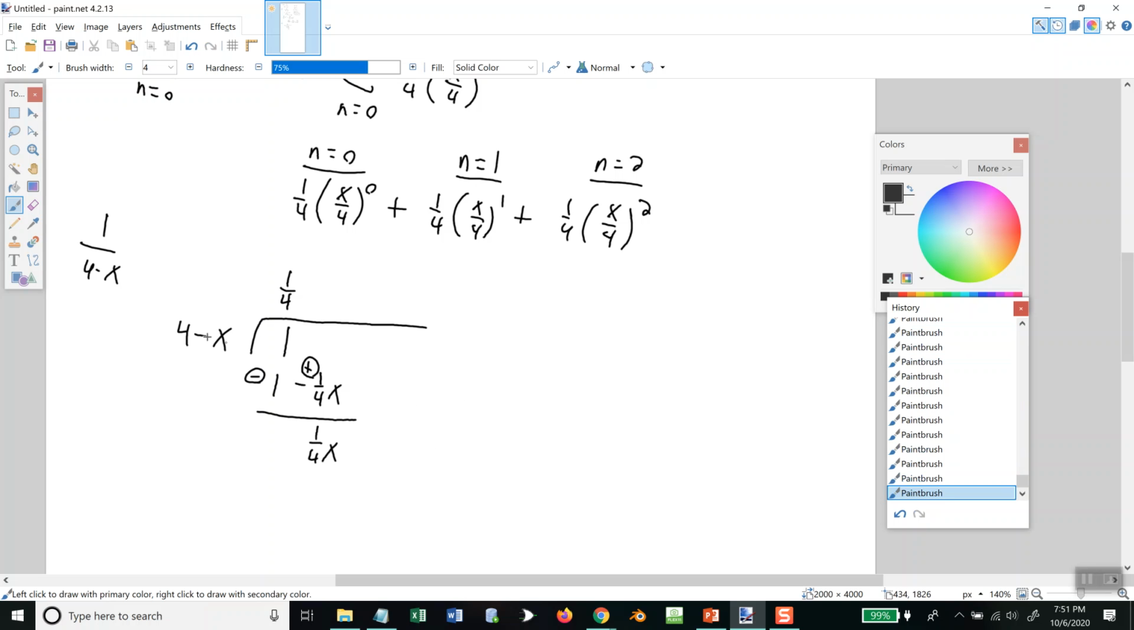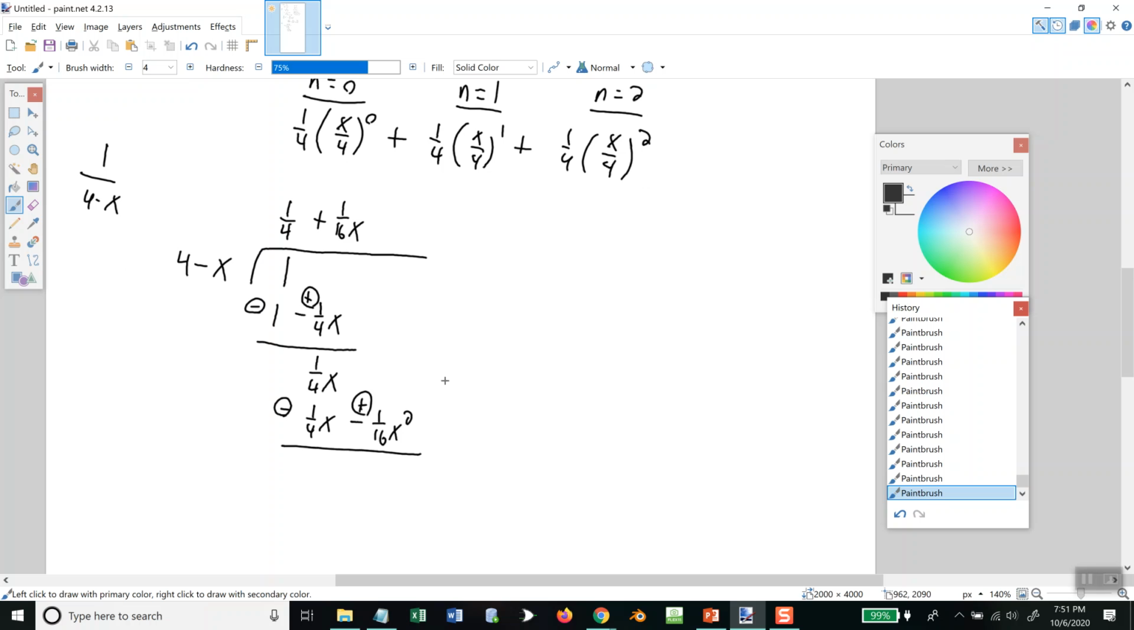So you ask yourself, what times the 4 gives you the 1/4 x? That's 1/16x. 1/16x times 4 is 4/16 or 1/4 x. 1/16x times negative x is negative 1/16 x squared. Subtract that. That's going to give us a positive 1/16 x squared.